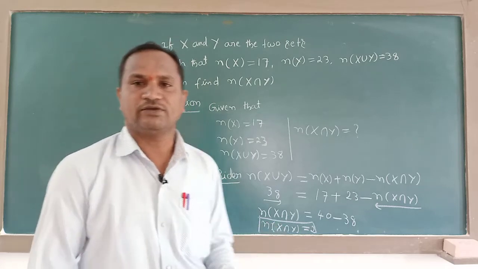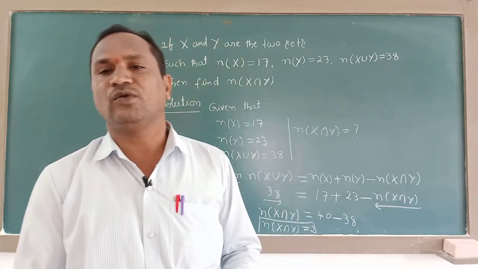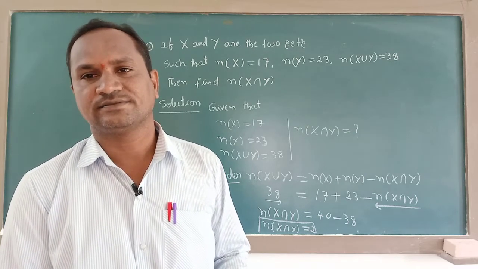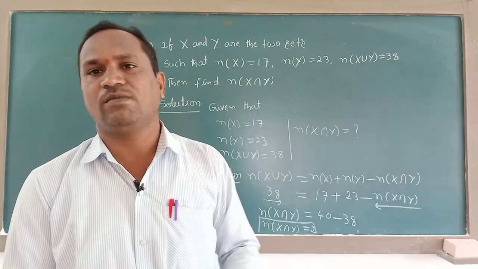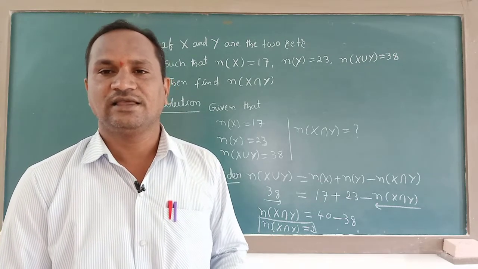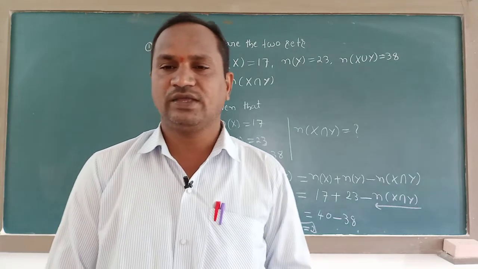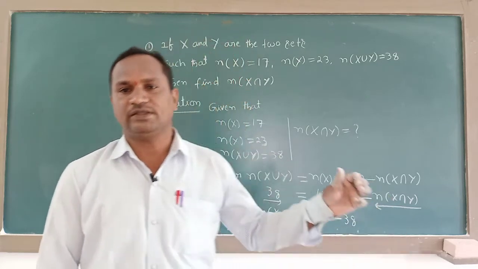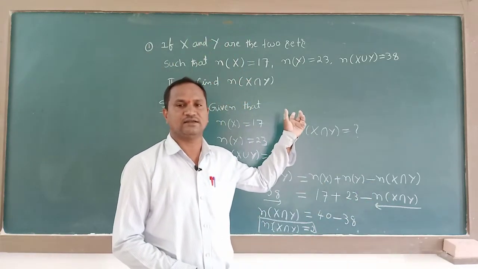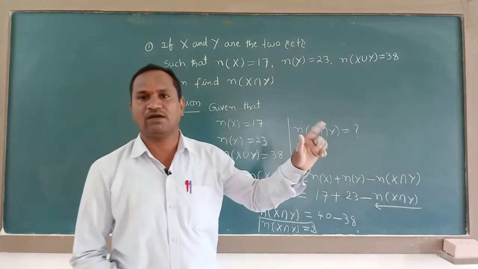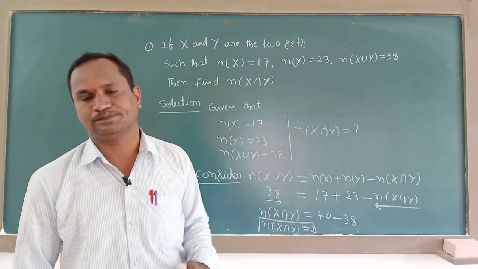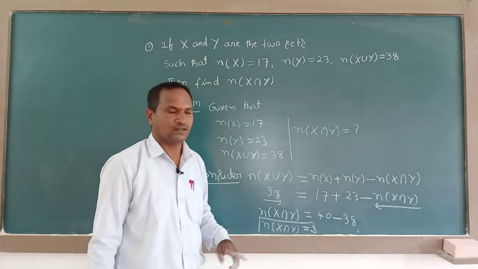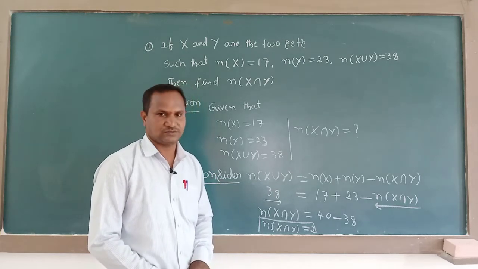Like that we are finding an unknown value from known values in the practical problems of sets. Just one single formula I told you today: n of a union b is equal to n of a plus n of b minus n of a intersection b. Instead of a and b they gave letters x and y here. That is the only difference between the formula and this problem. N of x they gave, n of y they gave, n of x union y they gave. But n of x intersection y is how much?